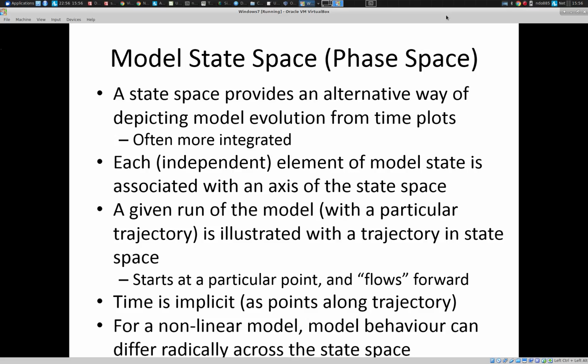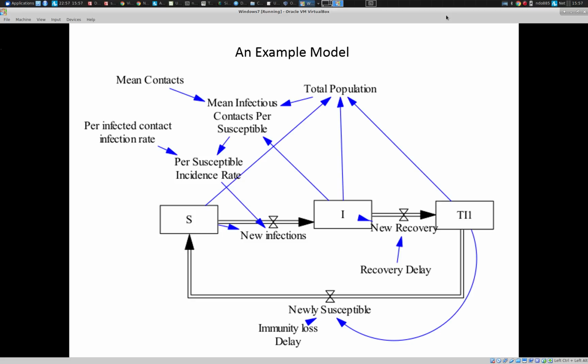Okay, and here we can imagine each element of model state associated with an axis of the state space. So if we're dealing with, say, an aggregate model where we have susceptible, infected, and recovered people, which is a classic model, we might have three axes of that state space: one for number of susceptible, one for number of infected, and one for number of recovered. A given run or realization of the system would have a trajectory in that state space, okay? It starts at a point and flows forward. Time here is implicit, and for nonlinear behavior, the model behavior can exhibit real changes across that state space.